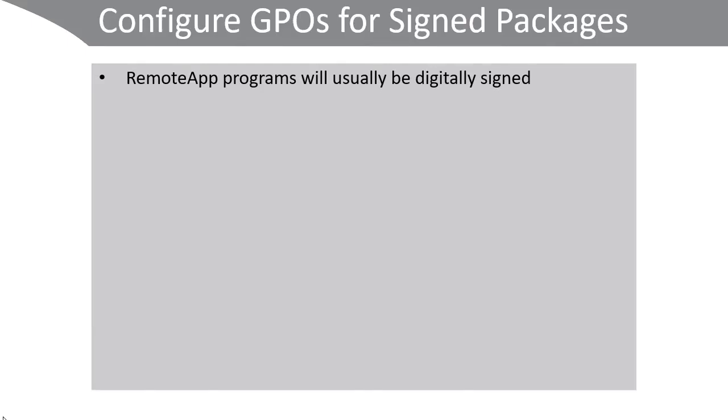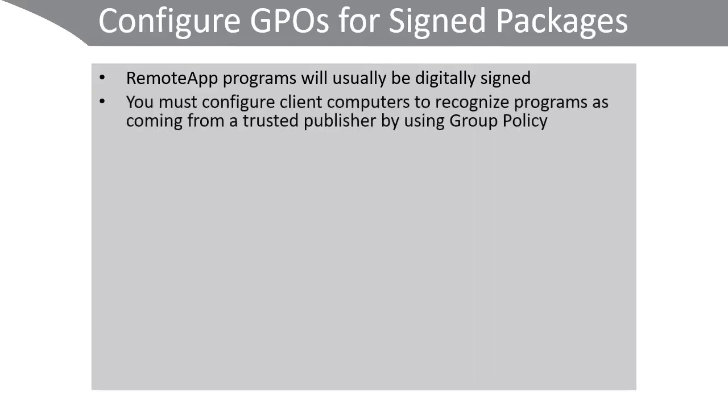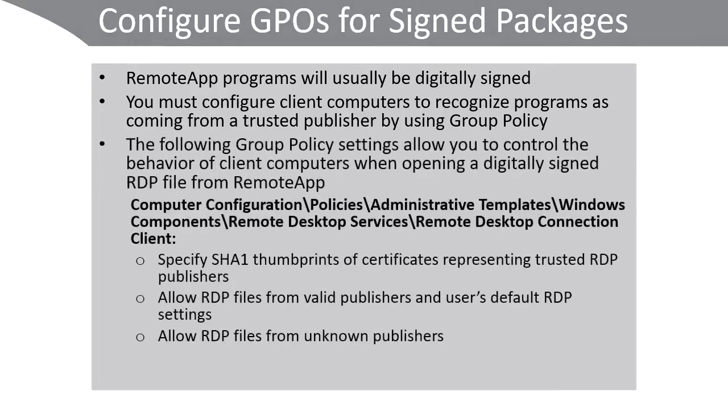Remote app programs are typically digitally signed. To ensure that users can access remote app programs that are digitally signed, you must configure client computers to recognize programs as coming from a trusted publisher by using group policy settings. The following group policy settings allow you to control the behavior of client computers when opening digitally signed RDP files from a remote app. In the Computer Configuration, Policies, Administrative Templates, Windows Components, Remote Desktop Services, Remote Desktop Connection Client node, you can configure the following 3 values.